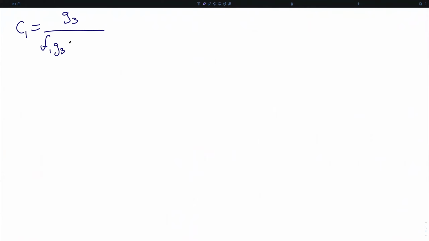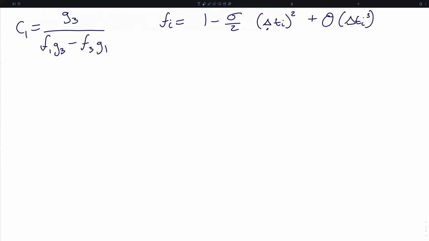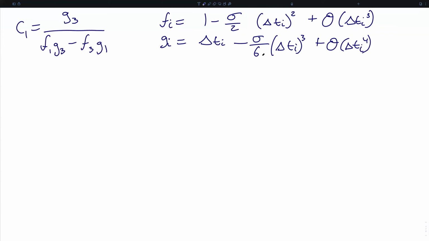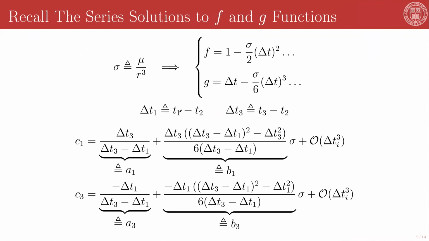We take C1 equal to G3 over F1 G3 minus F3 G1, as previously established. And we are going to replace each of these terms with the first couple of terms of their series solution. So every instance of Fi will be replaced with 1 minus sigma over 2 times delta Ti squared. And every instance of Gi will be replaced with delta Ti minus sigma over 6 delta Ti cubed. And remember, we are defining delta T1 as T1 minus T2, and delta T3 as T3 minus T2. Again, following this idea that these F's and G's are mapping R1 and R3 to the center point R2.